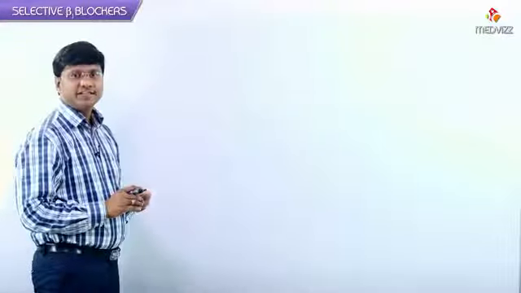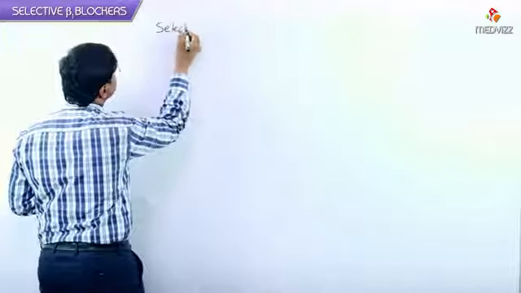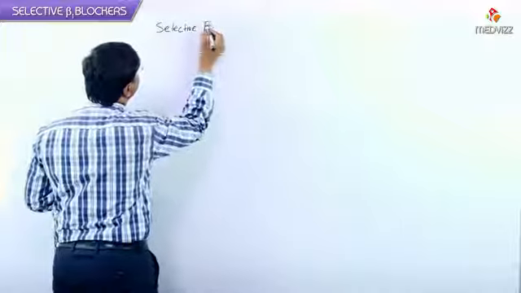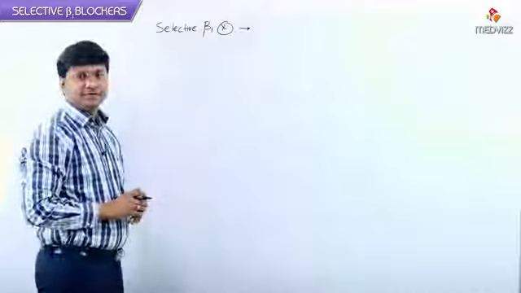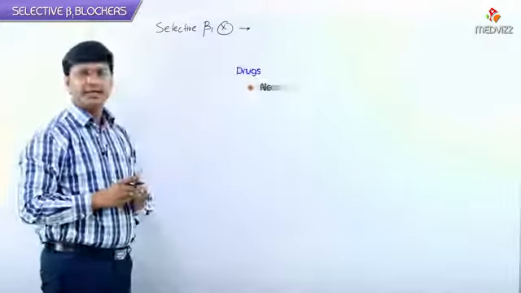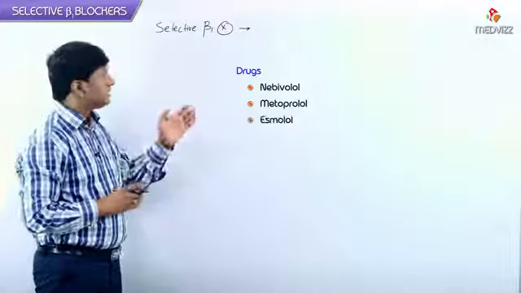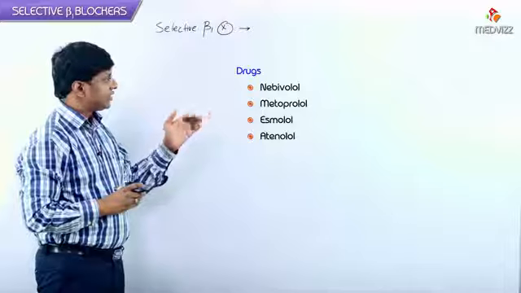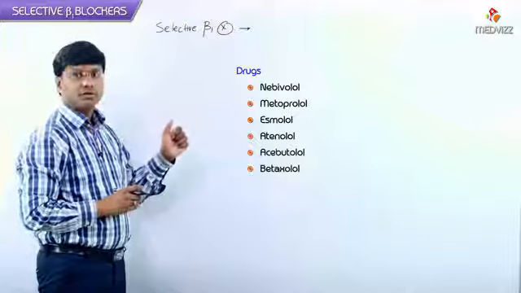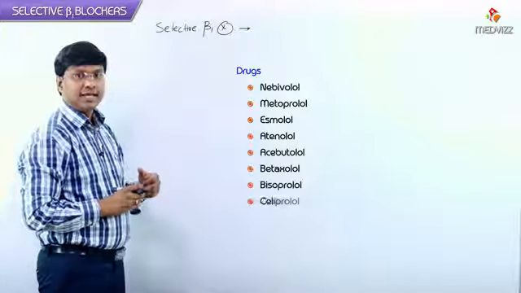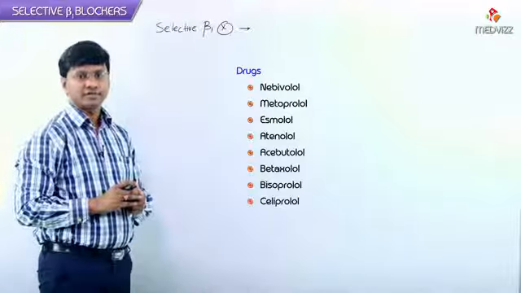Now, of these beta blockers, you take the selective beta 1 blockers. If you take the selective beta 1 blockers, they include nebivolol, metoprolol, esmolol, atenolol, acebutolol, betaxolol, bisoprolol, as well as celiprolol. These are the selective beta 1 blockers.